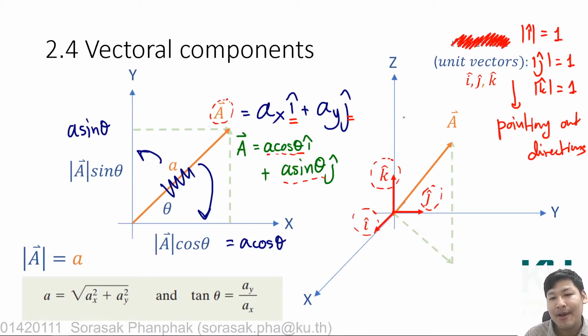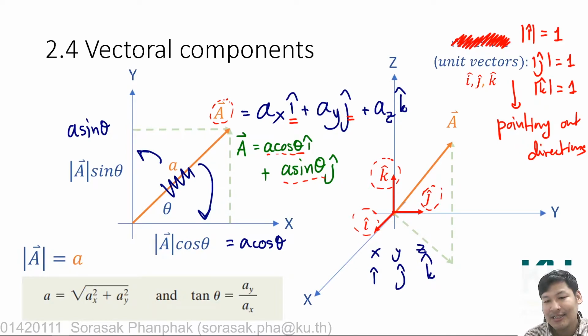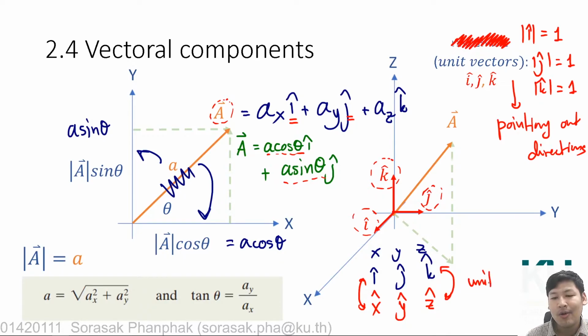If you write in 3 dimensions, you have the component az in the k direction. k hat is in the z direction. You can use i, j, k to represent the unit vectors along x, y, and z. Also, in some textbooks you can find x hat, y hat, and z hat. These are the same in meaning, unit vectors. Okay, now you have learned about the components of vectors and the unit vector.